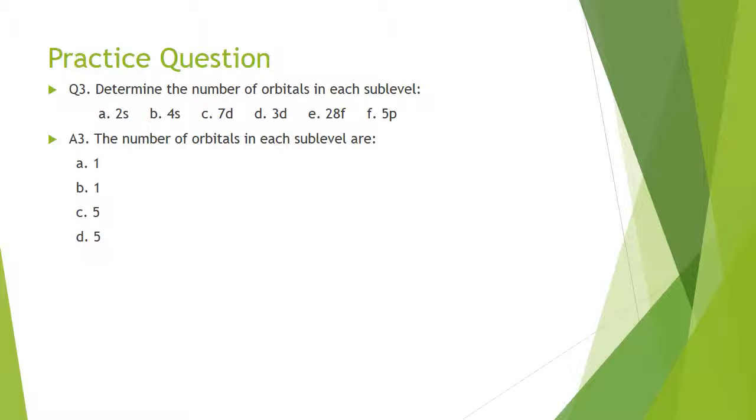Question E, 28f. Sometimes that 28 might look confusing. It can be intimidating. It doesn't matter. If it's an f sublevel, it has 7 orbitals. Finally, 5p, p sublevels have 3 orbitals.